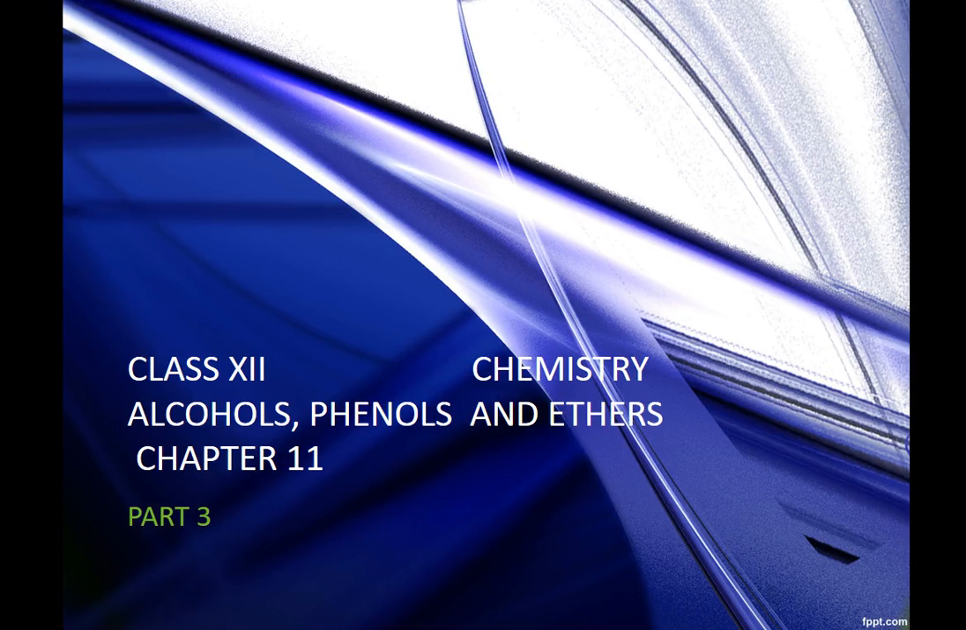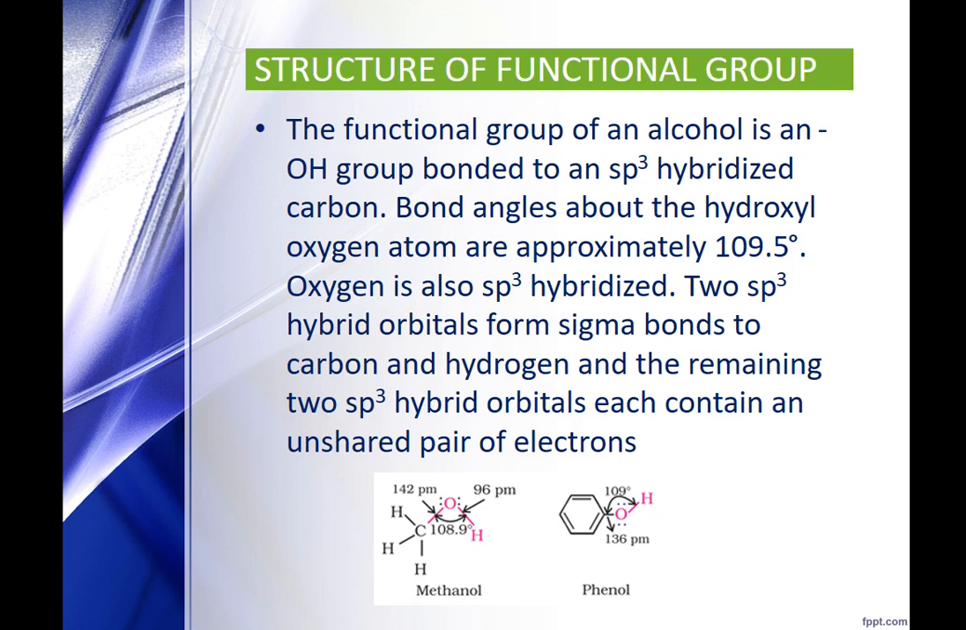Now, let us start with the next part of the chapter, alcohols, phenols and ethers. Today we will talk about the structure of functional group and their chemical properties. This is the structure of alcohol. Here we have taken the example of methanol and this is phenol.